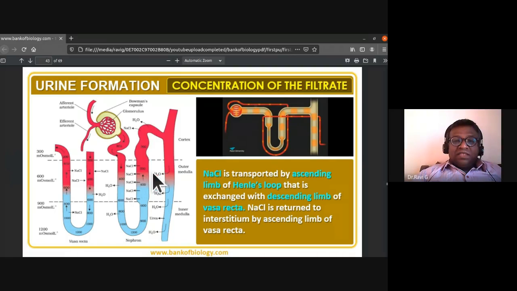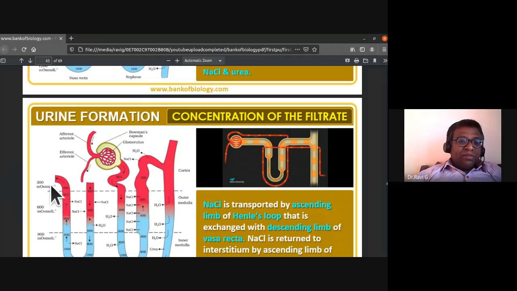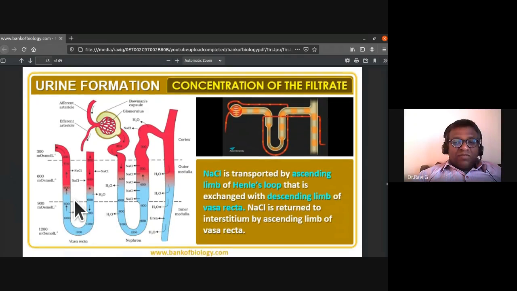So sodium chloride is transported by the ascending limb of Henle's loop, which is exchanged with the descending limb of vasa recta. Sodium chloride is returned to the interstitium by the ascending limb of vasa recta. So they are returned back to the interstitium. You can notice that they are liberating the sodium chloride. The ascending limb of vasa recta is going to return the sodium chloride to the interstitium.